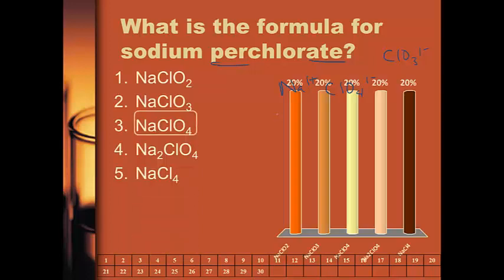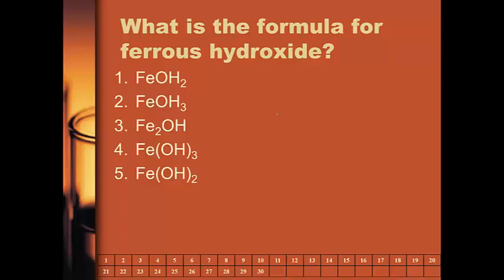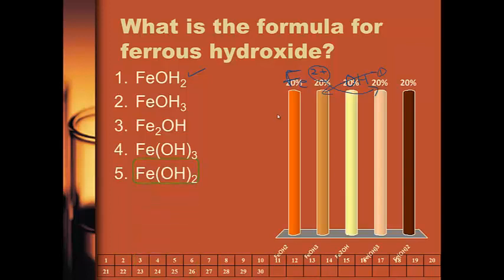Ferrous hydroxide. Ferrous, Fe2+, hydroxide, OH-. 2+, 1-. Crisscross. And be careful, for some reason, a lot of people don't use the parentheses and they pick this one right here, which is not correct. The correct one is this one down here. You have to use the parentheses around the polyatomic ions.